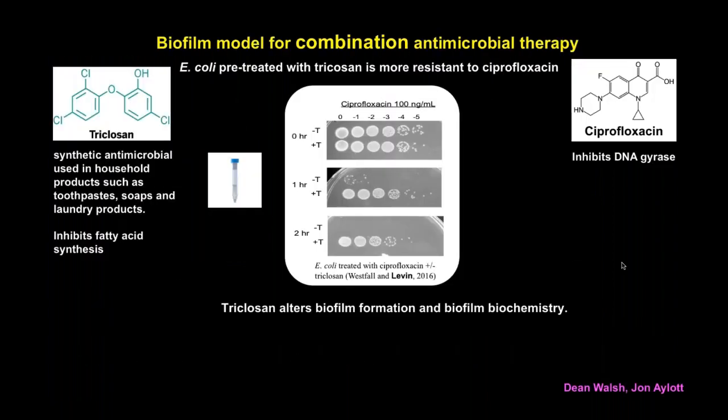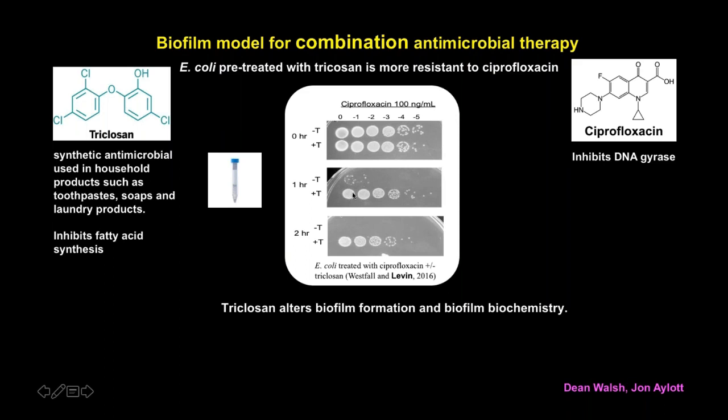So moving on from that to the more complicated biofilm model where you're adding more than one antimicrobial, we've decided to follow up some work that's been published on E. coli, where pre-treatment with the antimicrobial triclosan, which is used in many household products and inhibits fatty acid synthesis, somehow seems to give tolerance against the antibiotic ciprofloxacin, which we were using earlier.